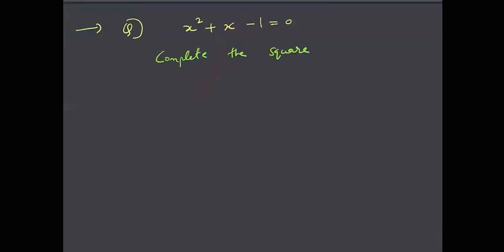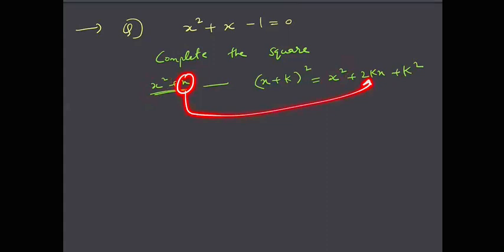So we have done this type of question earlier. This is x square plus x, right? I want to express this as some x plus constant whole square. I know that x plus constant whole square is x square plus 2kx plus k square. You can see that x square is matching, and this x you can compare with 2kx.